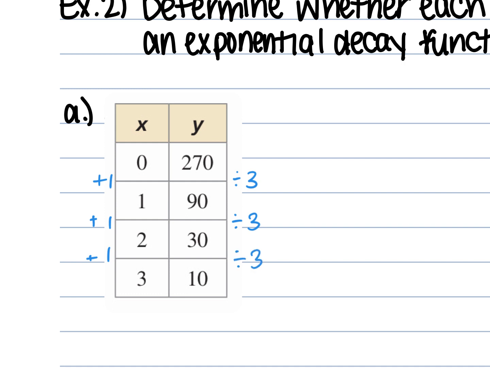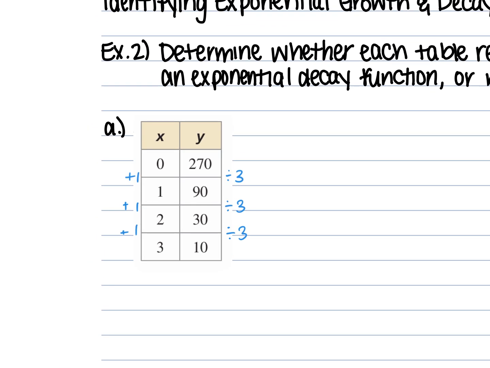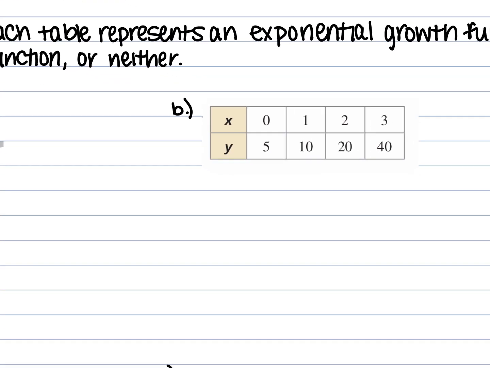Now, you guys agreed they were going down, correct? It's clearly exponential because it's division or multiplication. But is it decay or growth? This one's decay, because they're going down. You with me? Okay. Now, a little hint for you guys. Anytime you're dividing each of your numbers, it's going to be decay. Anytime we're multiplying, guess what it's going to be? Growth. Okay? So let's check out example B.